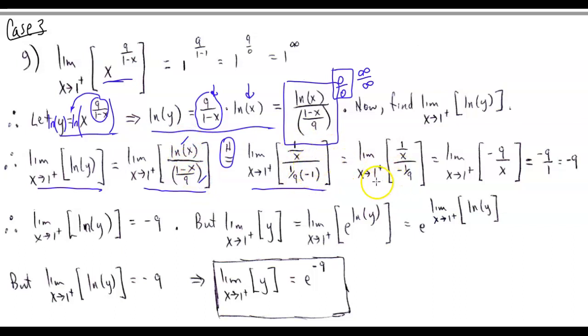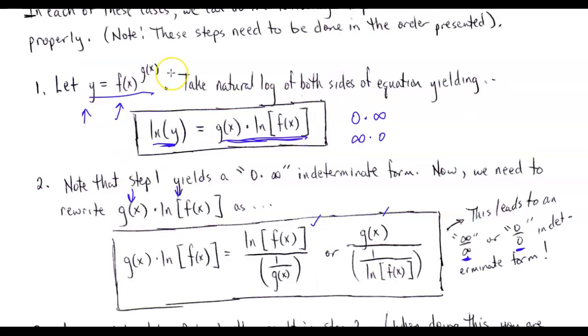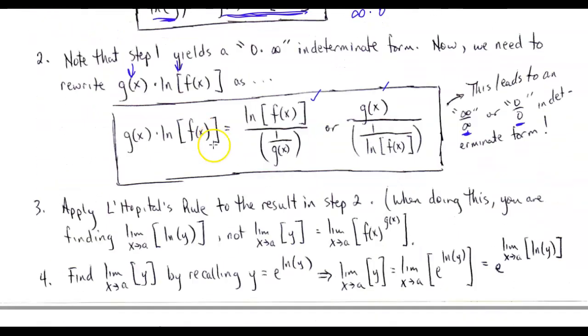Once that's done, I rearrange algebraically as much as I can, and then I notice that if I just plug in 1 for x, life is easy, and I have what the limit of natural log of y is, okay? So I restate that the limit of natural log of y as x approaches 1 from the right is going to be minus 9. But remember that last step that we said here. I'll scroll back down. Here we have to recall that y is equal to e raised to the natural log of y. So we are exploiting our logarithm properties to help us out.